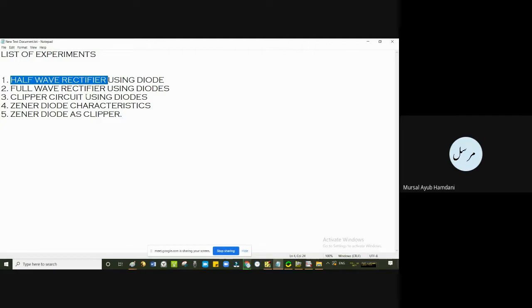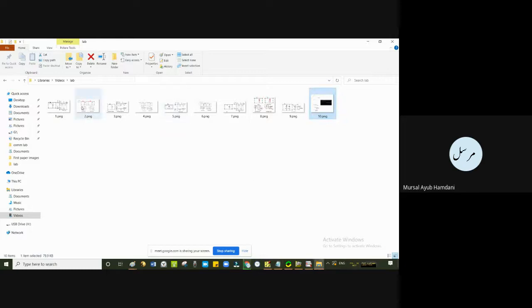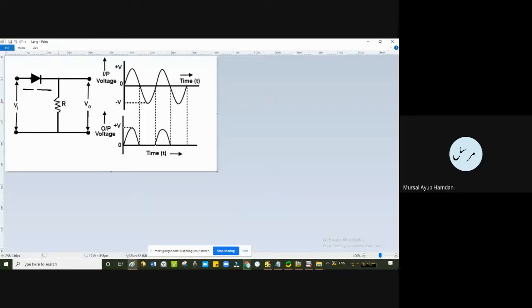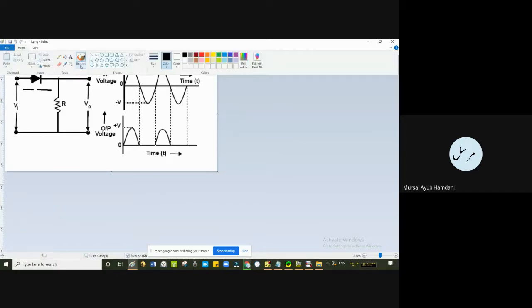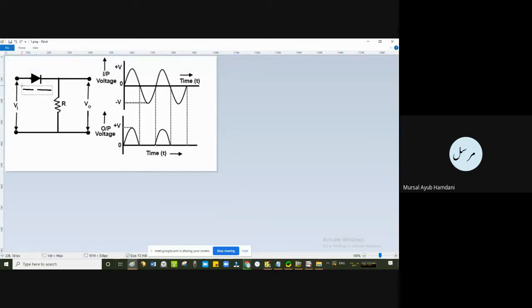So let us start first with the half wave rectifier. As you know, this is a simple half wave rectifier. You might have done this in the theory class as well. So here we shall try to simulate it. Now at the input we have a pure sine wave.